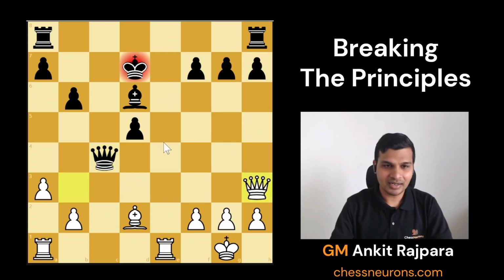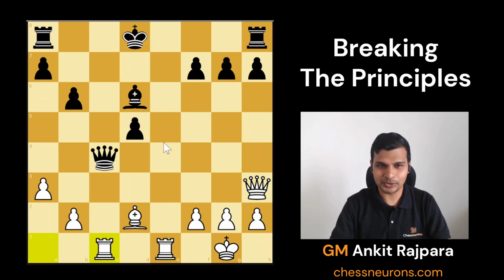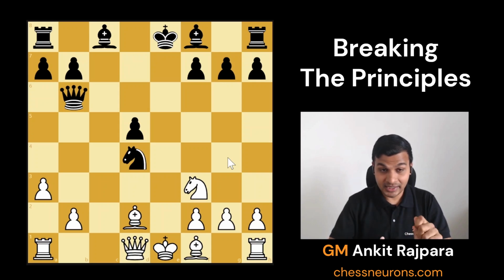From there, with a tempo, bringing another rook into the game. This is just too much for black to handle. Look at their king. Look at our active pieces. So two positional principles were broken when we played 19.c4.